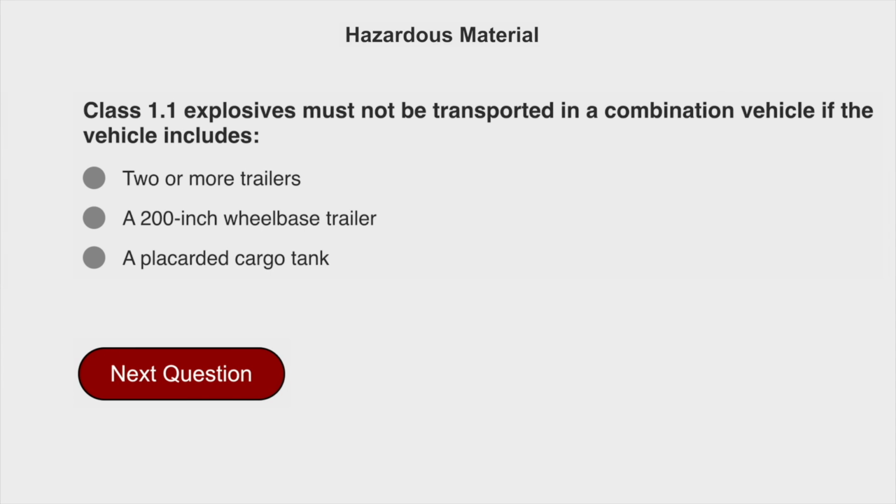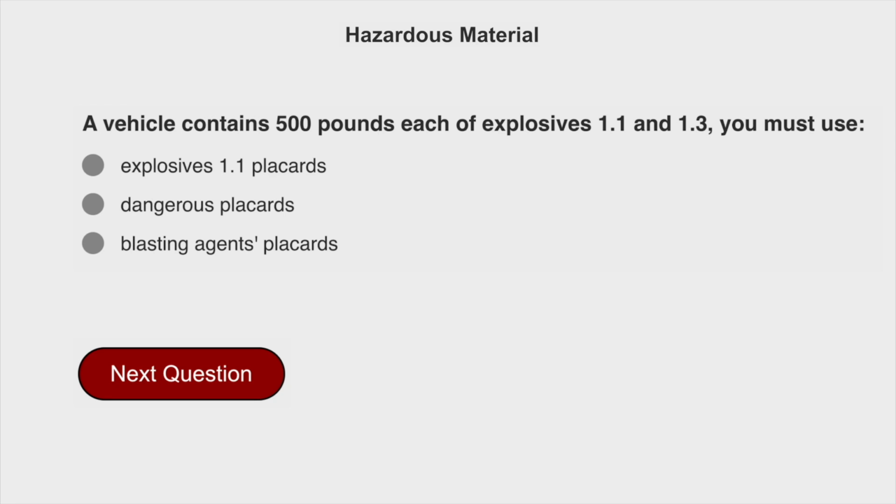Class 1.1 explosives must not be transported in a combination vehicle if the vehicle includes a placarded cargo tank. If a vehicle contains 500 pounds each of explosive 1.1 and 1.3, you must use explosives 1.1 placards.